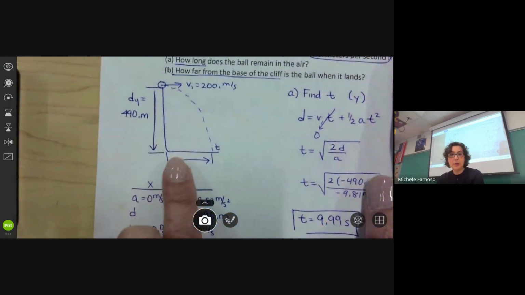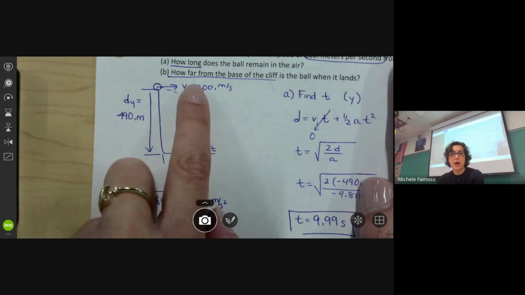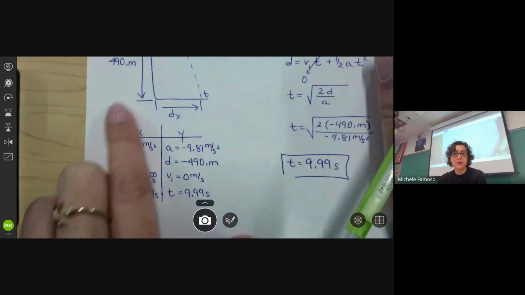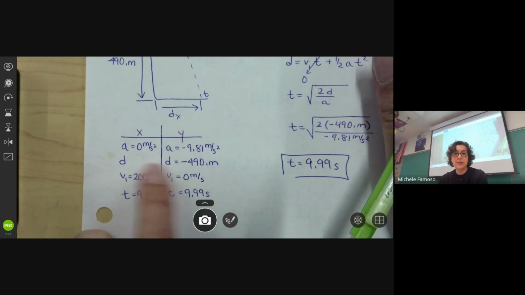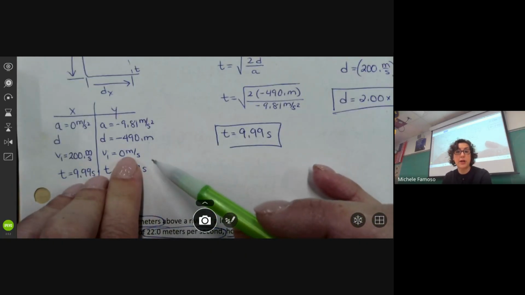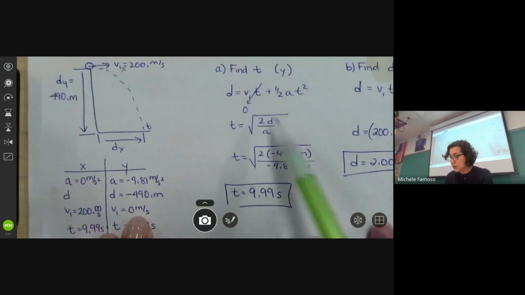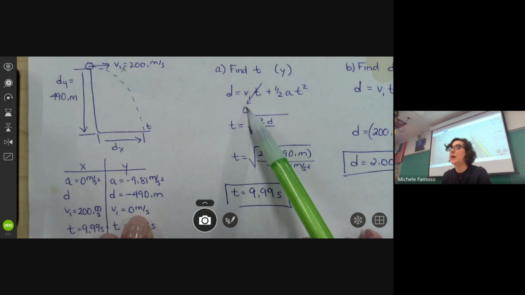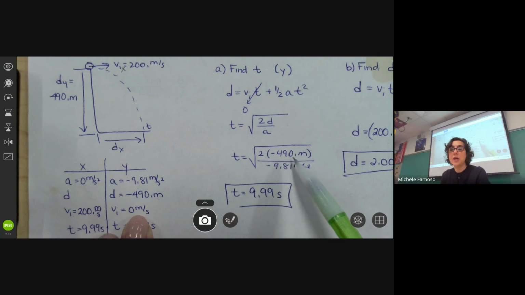So in 1A, again, I'm going to start with my sketch. Here is my sketch. I see the dy, the vi in the X direction. I'm looking for the time. Here is my chart. So I'm showing the A's, the D's, the VI's, and I'm looking for the T. So to get the T, I'm going to use the Y direction because that's where I knew more. I had the A, the D, and the VI. So D is VIT plus half AT squared. So the time becomes the square root of 2D over A because the VI in the Y direction is 0. We're now going to plug in square root of 2 times negative 490 meters because it did go down 490 meters, not up. And then divide that by negative 9.81 meters per second squared. Take your square root, and with 3 sig figs, you get 9.99 seconds.